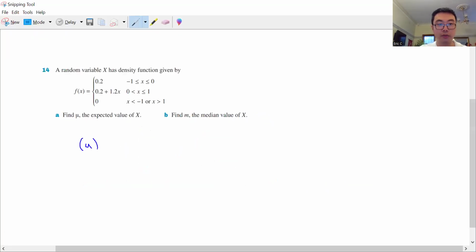So for part A, to find the expected value of x, or the mean, or the mu, is equal to the integral from negative infinity to positive infinity of x times f(x) dx. All right, so let's jump over to our CAS here. Typically what the textbook will show you is to define f(x) as the piecewise function and then integrate from negative infinity to positive infinity.